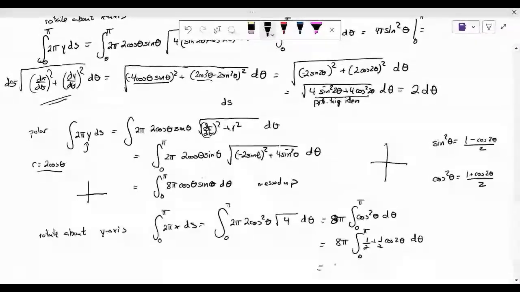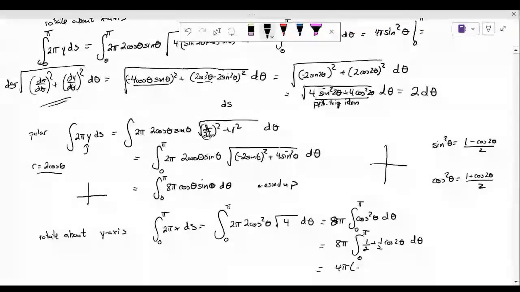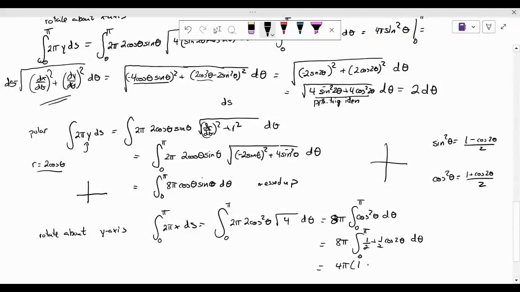Okay. What's the antiderivative of 1? Oops. And I know what I did. I should have changed the angles. That doesn't make sense. Yeah.